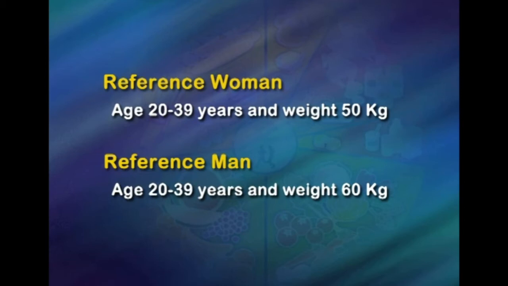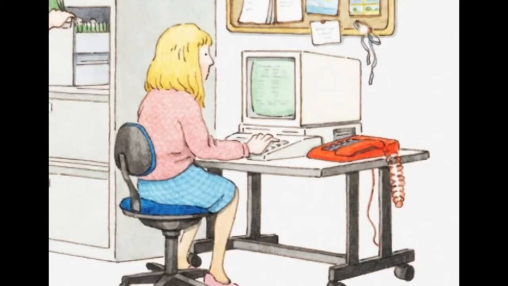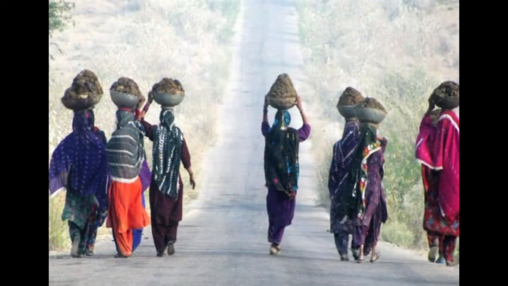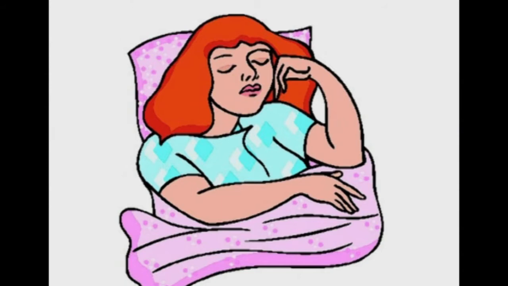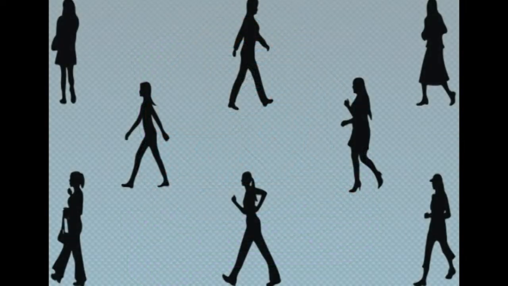Now, coming to the definition of reference man and reference woman. Both are in the age group of 20 to 39 years. A reference woman weighs around 50 kgs, whereas a reference man weighs 60 kgs. The reference woman is healthy. She may be engaged in 8 hours of moderately active work or any light industry work or general household work. Apart from the 8 hours in bed, she spends 4 to 6 hours in light leisure activities and 2 hours in active household work, recreation or walking.